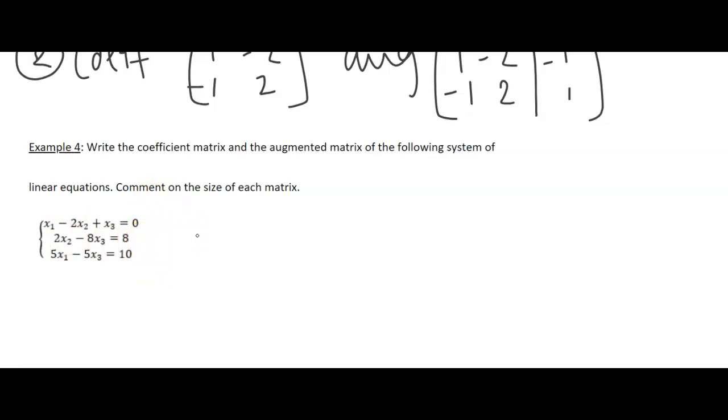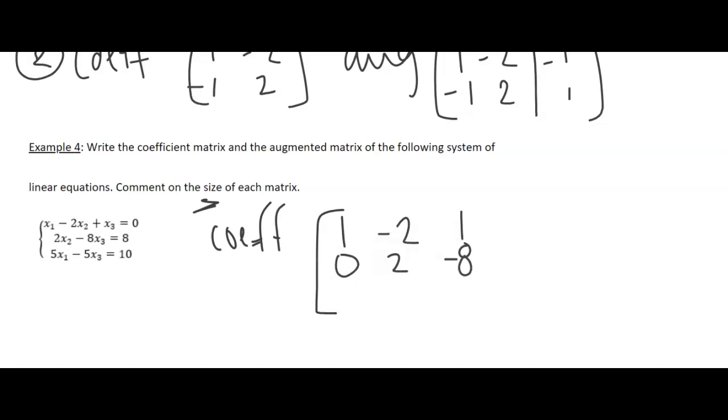So a coefficient matrix is actually going to be what we call a 3 by 3, and we're going to talk about size of matrices here. So a coefficient matrix is going to have just the numbers in front of our x1, x2, and x3 inside your matrix square. Now notice in equation 2, I do not have an x1, so I'm going to put a 0. In equation 3, I don't have an x2, so again, I'm going to put a 0.